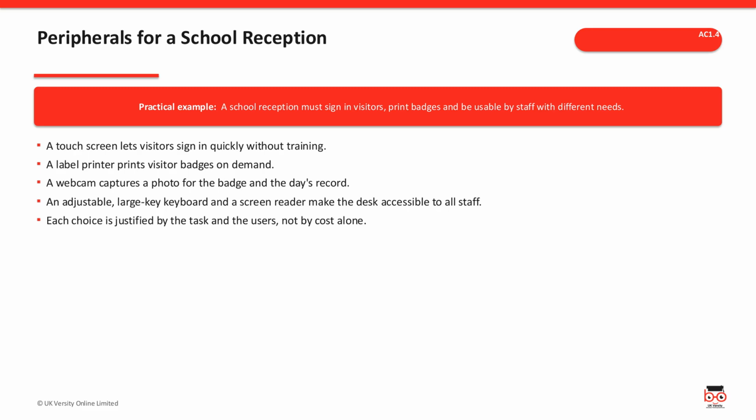Picture a school reception that has to sign visitors in, print badges, and be usable by staff with different needs. A touchscreen lets a visitor sign in quickly with no training at all. A label printer runs off a badge on demand, and a webcam grabs a photo for that badge and the day's record. Then an adjustable large key keyboard and a screen reader make the desk workable for every member of staff. Notice that each choice is justified by the task and the people, not simply by which is cheapest.